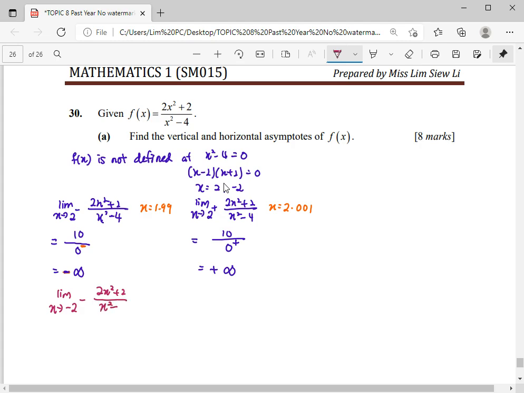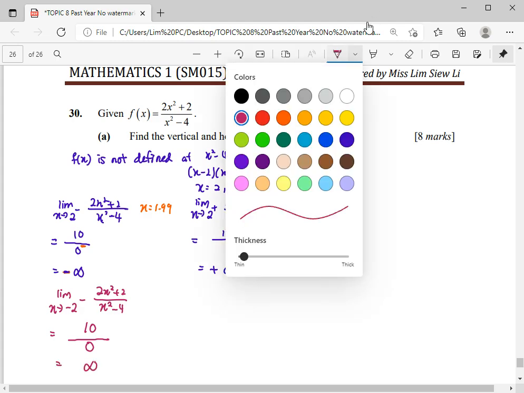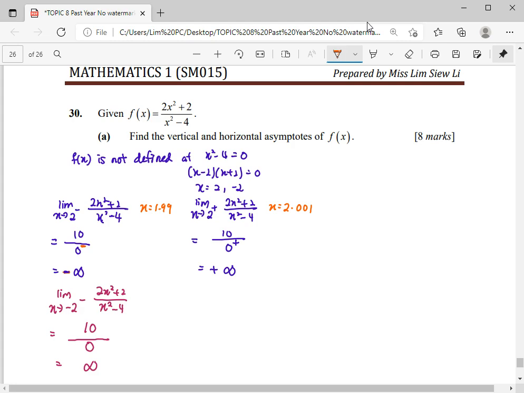For our function, x squared minus 4, you try to substitute. The denominator will achieve a value close to 0, and the numerator is 10. So this will give you infinity. So what properties will it give you when x approaches negative 2 from the left hand side? It means x approaches a value like negative 2.001, the closer value.